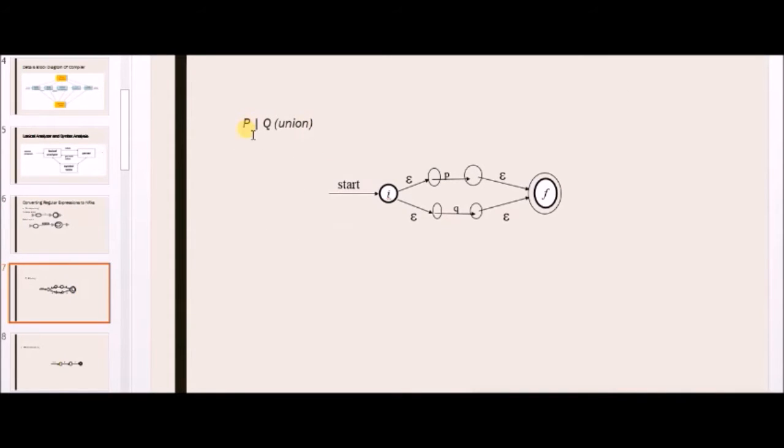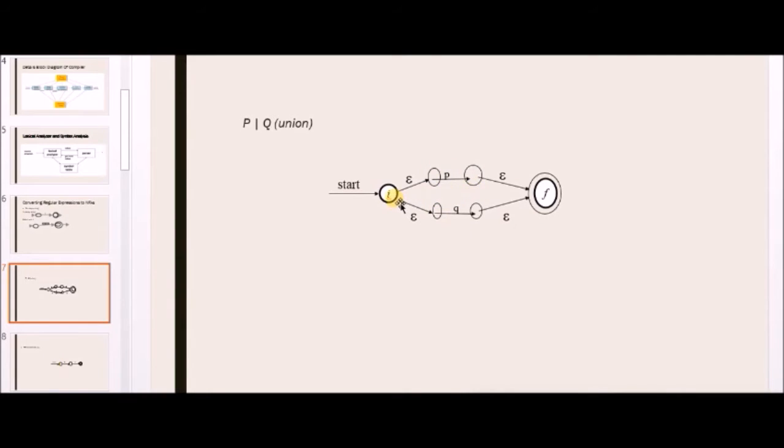Then for P or Q, we are in the start state. Take an epsilon move, and we will be able to go to the next state. After taking the P transition, we will be able to go to the next step. Take an epsilon move, and we will be able to go to the final state. The Q part is the same as the P part.